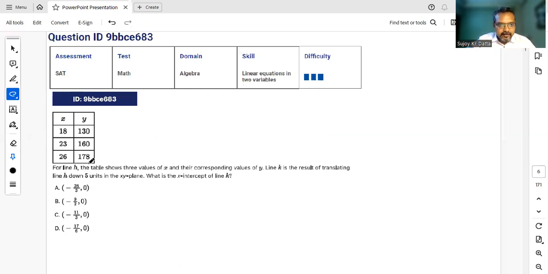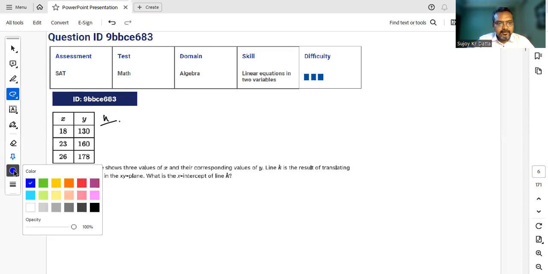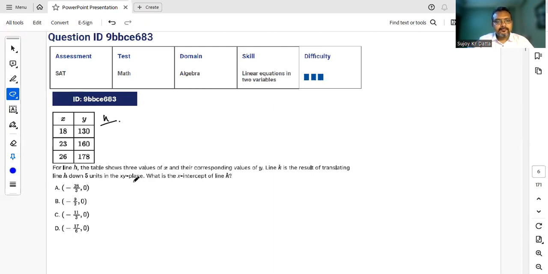So this one gives you a set of values of x and y. Now it says that the line k is the result of translating this line h by 5 units. What is the x-intercept? So we somehow need to figure this equation out. First of all, let's quickly figure out the slope. 160 to 130 is a difference of 30. 23 to 18 is a difference of 5. The slope is 6. That means my equation is y equals 6x plus something.